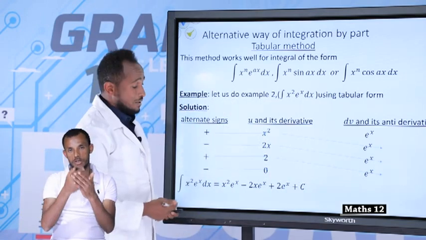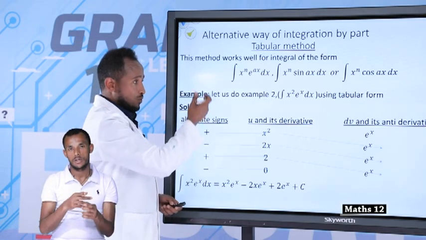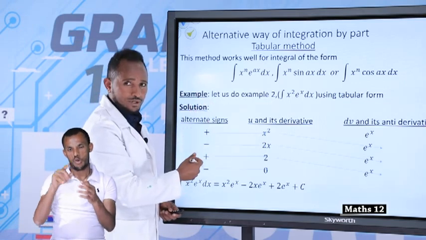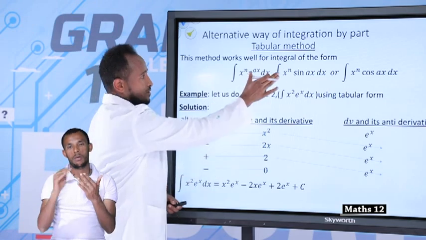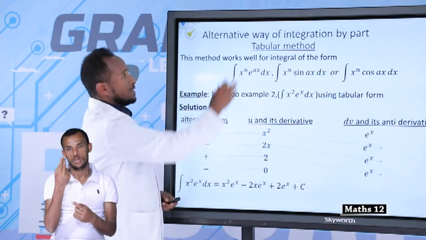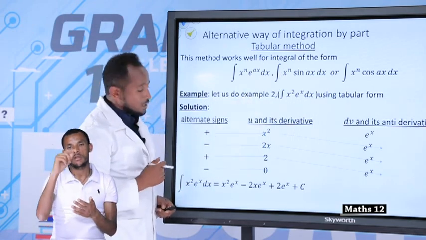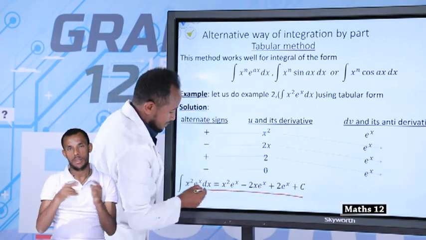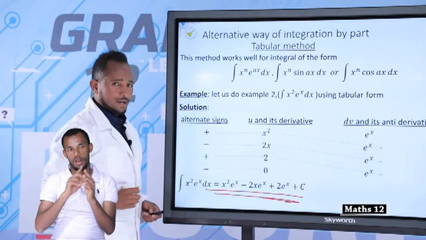So this is the answer. By the way, the previous one was a little bit longer. This one is shorter, so it's better to use the tabular method for such types of functions. Tabular method is preferable. Now, this is the final answer of this integral.